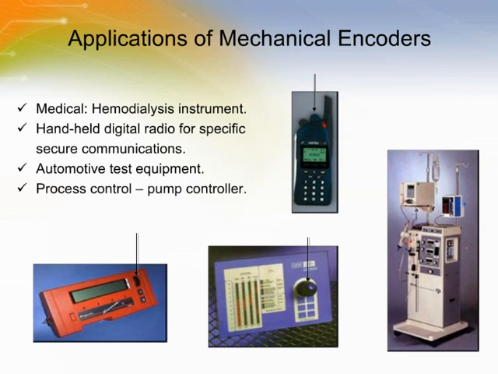Here are some of the applications of mechanical encoders. Its products include medical devices, handheld radios, automotive test equipment, and process controls. The Series 26 has been incorporated into electric guitars and audio mixing consoles. The Series 51 has been used in military and medical applications. The Series 71 has been used in military and machine tool applications. And the low-cost Series 25L has been used in home appliances and automotive climate controls.